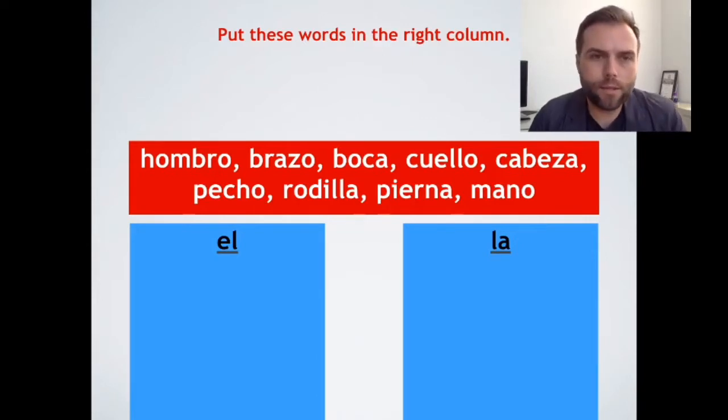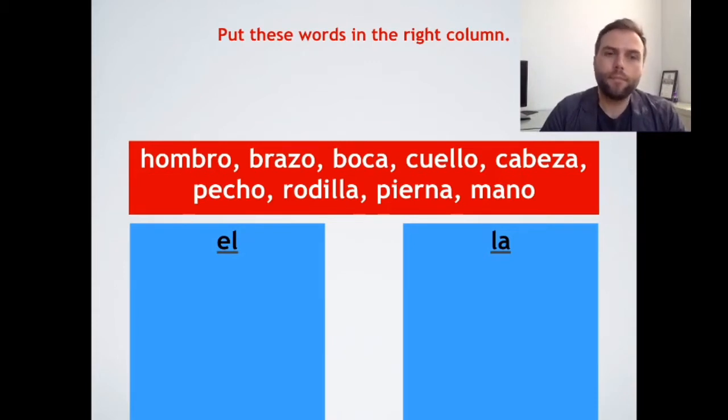Okay, let's go through the answers. So, hombro, is it el or la? Okay, the answer is el. Brazo, el. Boca, la. Cuello is el. Cabeza is la. Pecho is el. Rodilla is la, and pierna is la.